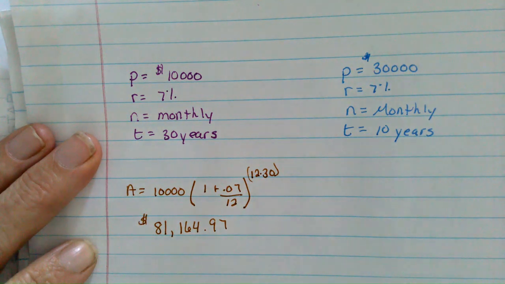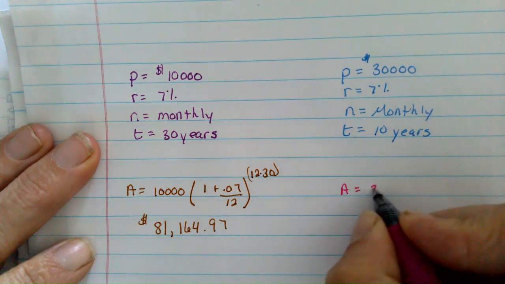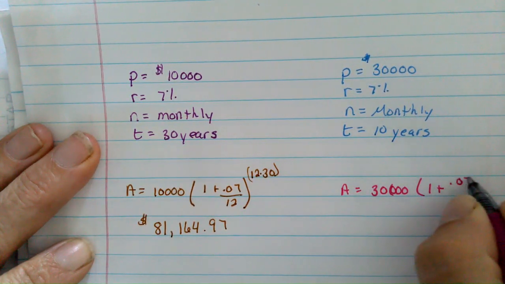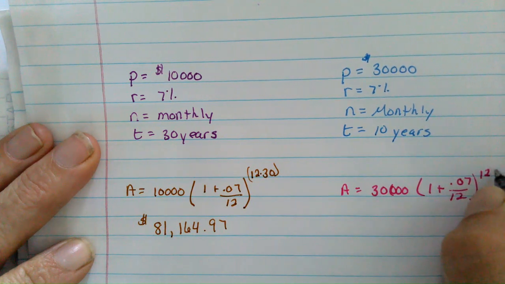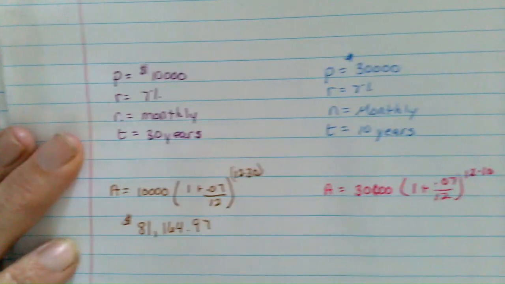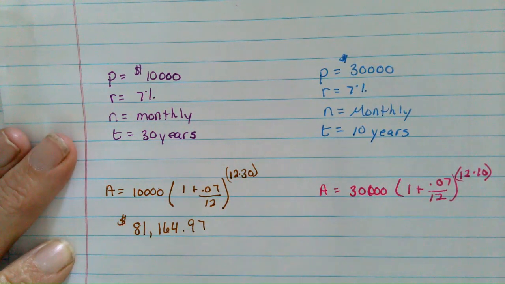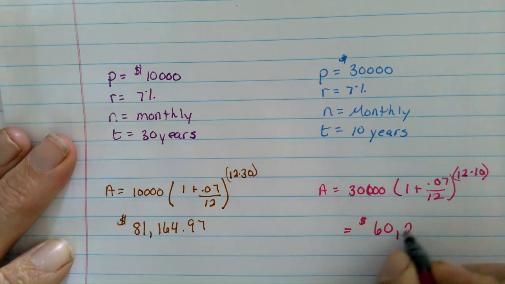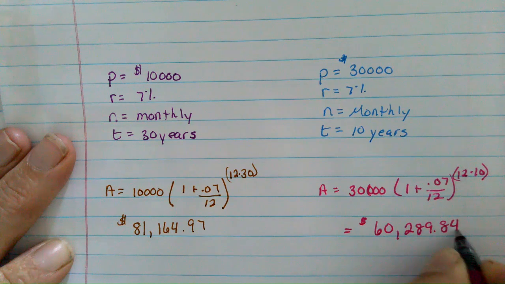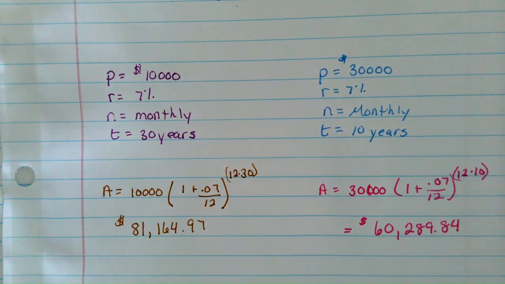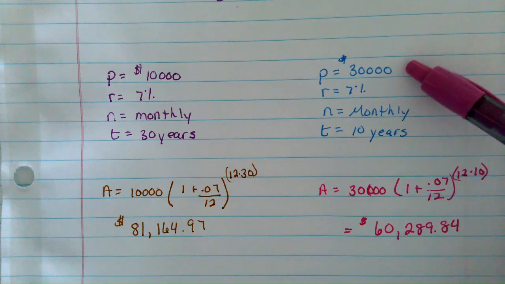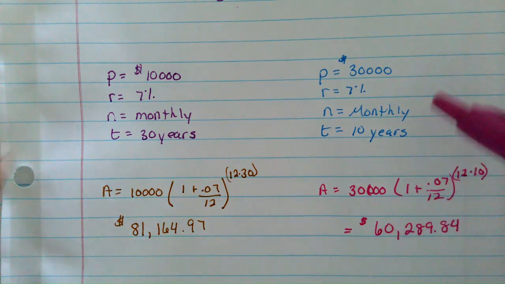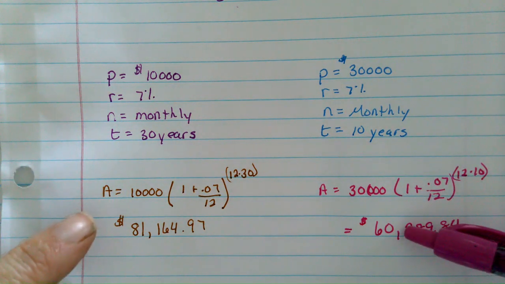Or 30,000, 1 plus 7% monthly for 10 years. And again, remember parentheses around that exponent. If you type that into a calculator, so this one started off with a lot more money, but was only in there for 10 years. And look, it started off with 20,000 more, but now it's 20,000 less.